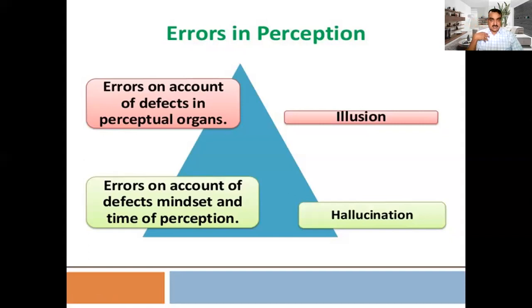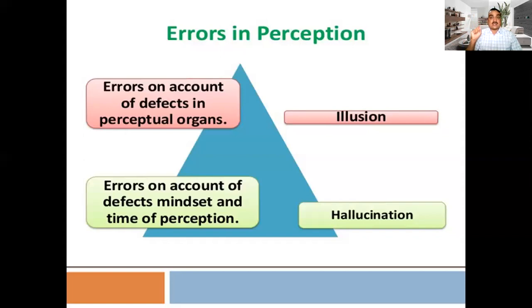If there are errors, if I am not understanding the concept correctly, because there is a problem in my sensory organs, if there are defects in my perceptual organs. So what are the perceptual organs? I think you know, the ones through which we get the information, say for example, sensory organs. If there are defects or problems in the eye, ear, nose, tongue, and skin, and from that I got wrong information, that form of error is known in perception as illusion.